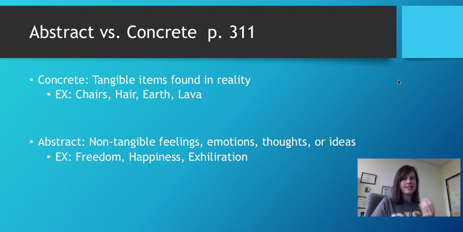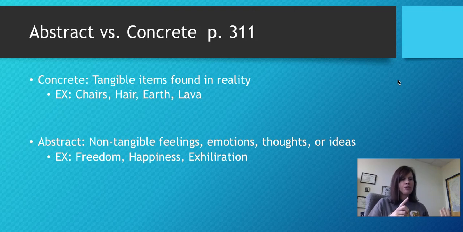Concrete is anything that is tangible, that can be felt or seen. So, you know, chairs, hair, the earth, lava, things that you can taste like cookies or vegetables or whatever your senses can encounter, that is concrete. It's real and it's there. Abstract is not tangible or sensory. It's more of an emotion, a thought, or an idea.